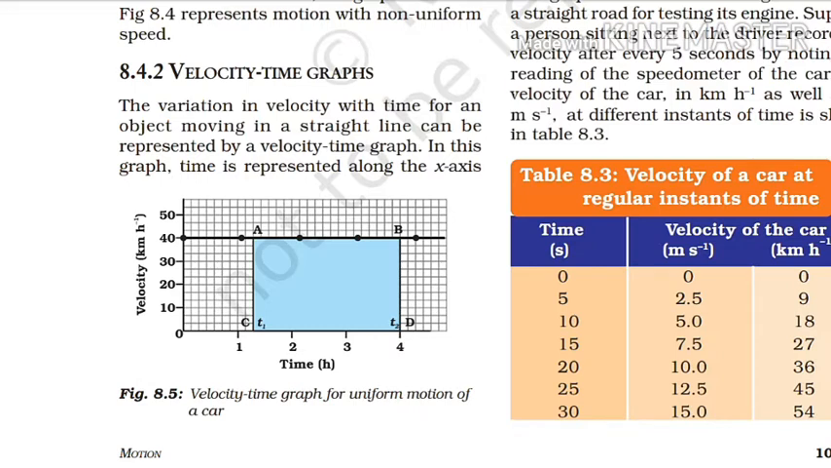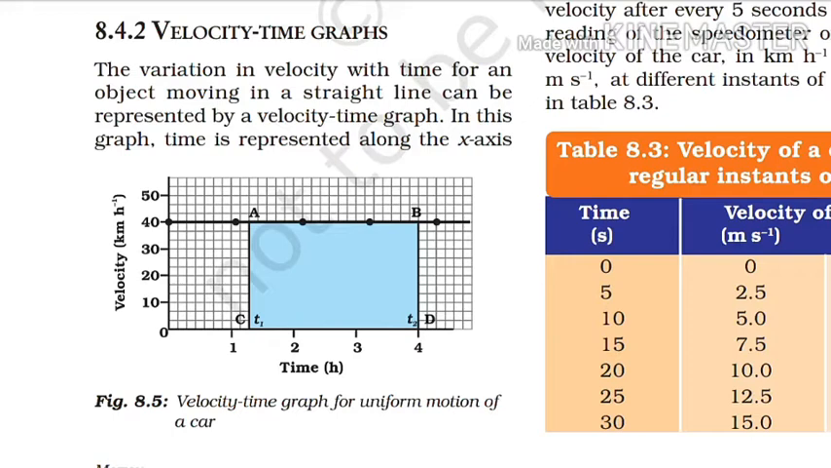So if any object moves continuously with uniform speed or uniform velocity, then the velocity of the object does not change with respect to time. If the velocity attained by the object is constant, that is 40 km per hour, then the total displacement created by the object will be equal to the area shaded by the v-t graph.